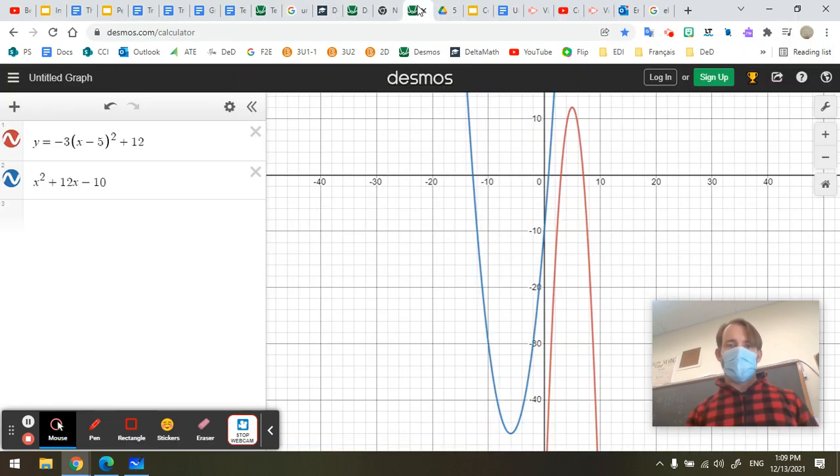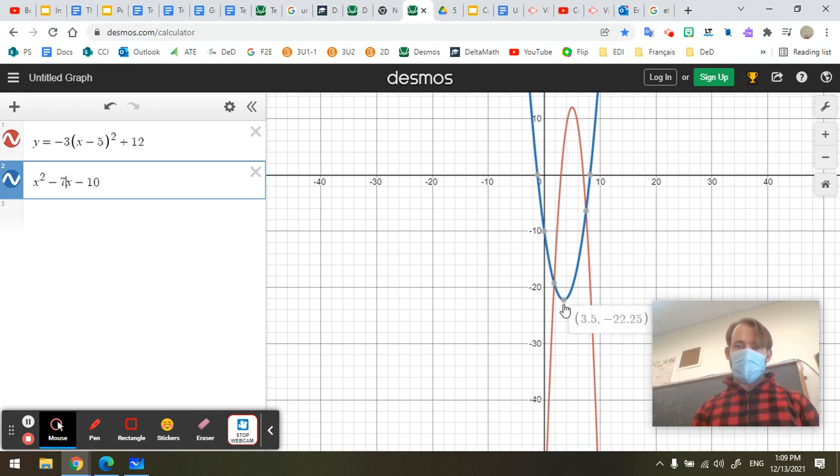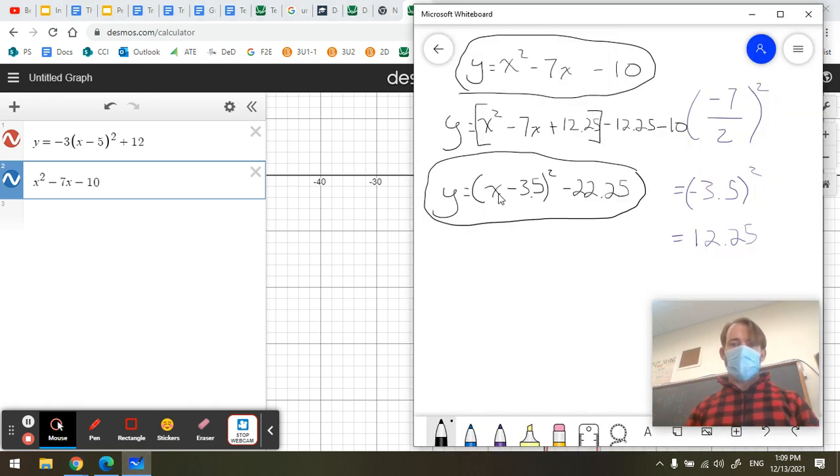So let's go over to Desmos. X squared minus 7x minus 10. So here it is here. Let's check its vertex. 3.5, negative 22.25. 3.5, negative 22.25. What do we have here? 3.5. Remember, this is a sign flipper, so that's positive 3.5 for the x value of the vertex, and negative 22.25. So we got it.